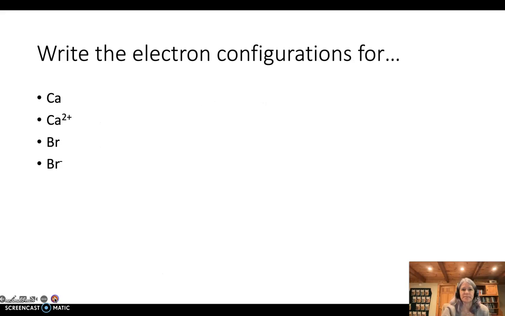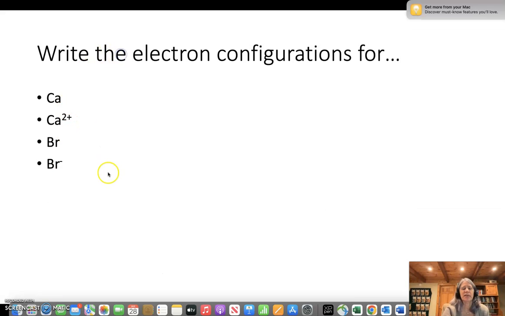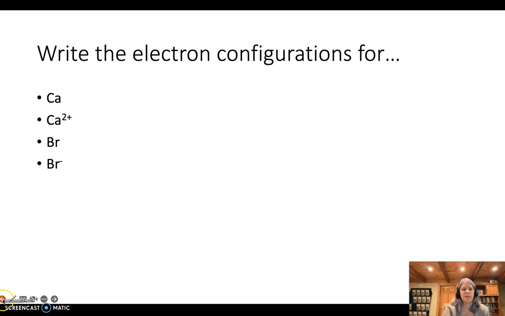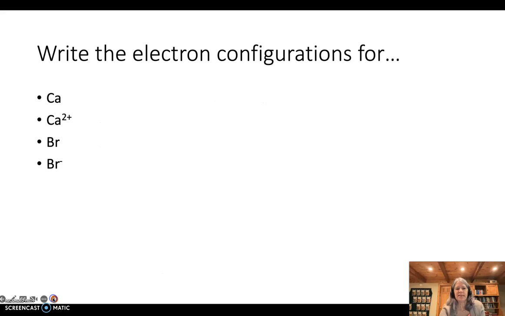So let's write the electron configuration for calcium. Okay, so for calcium, we have to find its place in the periodic table, and we can go right back here, and we can see where it is. So the electron configuration looks like it's going to be 1s2, 2s2, 2p6, 3s2, 3p6, 4s2. So let's write that down here.